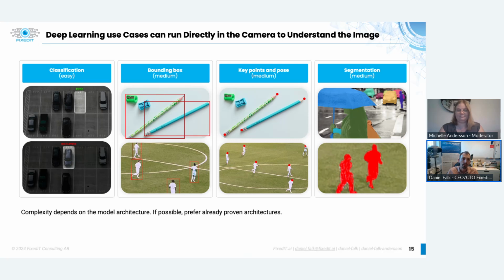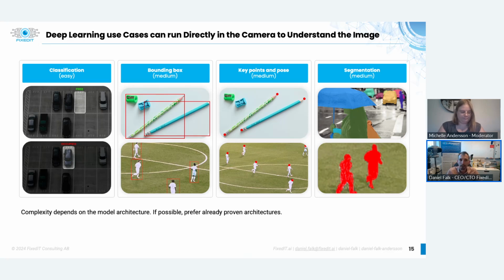Bounding boxes are a little bit harder. Some architectures are relatively easy, some architectures are impossible to get running in the camera. So you have a wide range there. What we recommend is to use an architecture that is already proven to work in the camera. Key points are much the same as bounding boxes. It might be easy, it might be hard, and also segmentation. There we have also seen very easy cases, and we've seen hard cases.